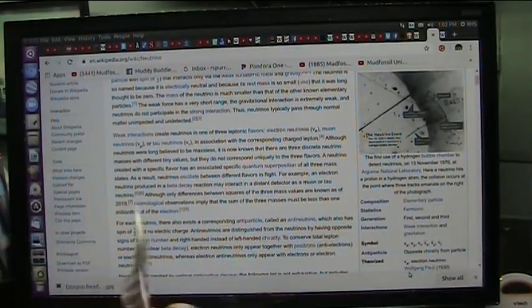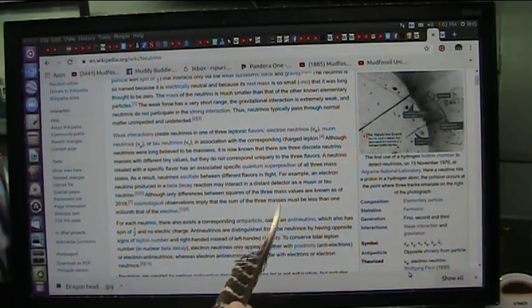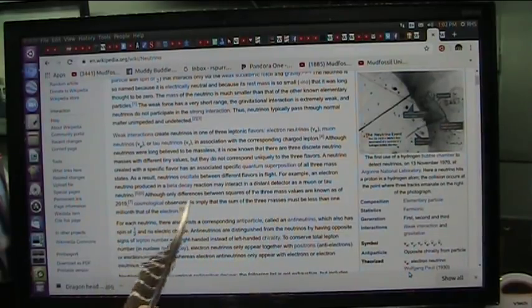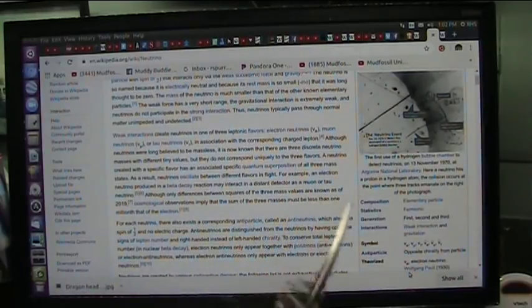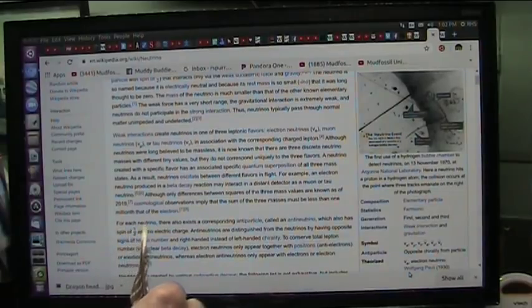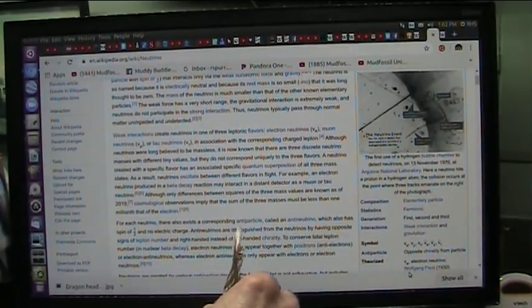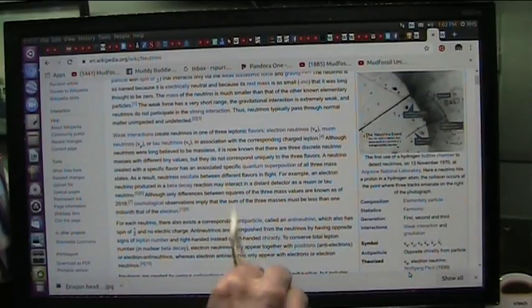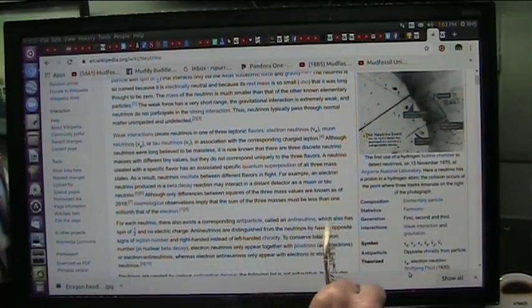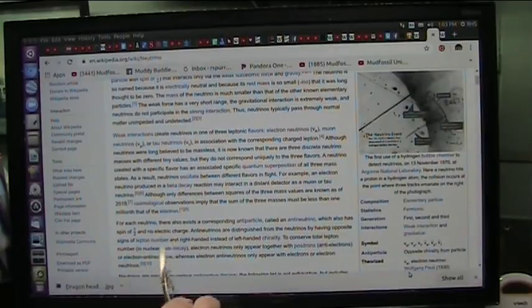Well, I don't know about that. Where did they come up with the sum of the three masses, 1/millionth that of the electron? No, it's not. It's the same as an electron. For each neutrino, there also exists a corresponding antiparticle. And I have found those, but they don't always exist. No, that is not right. Which also has a spin and no electric charge.